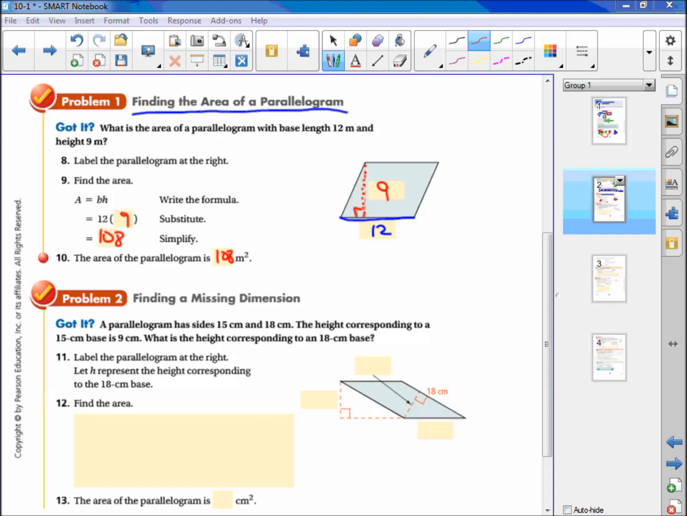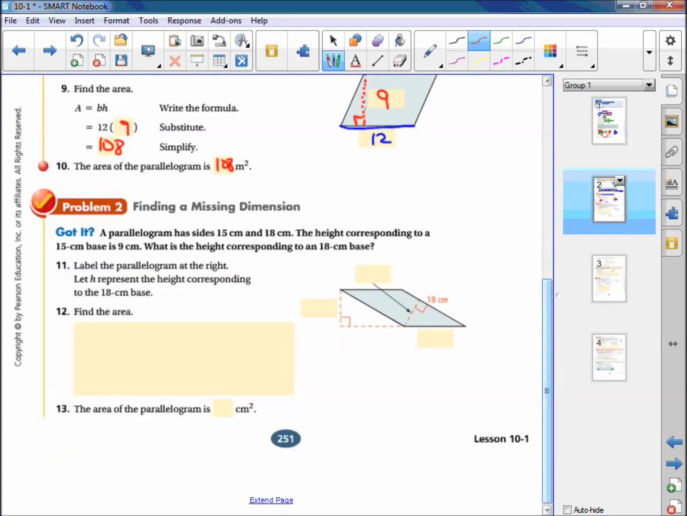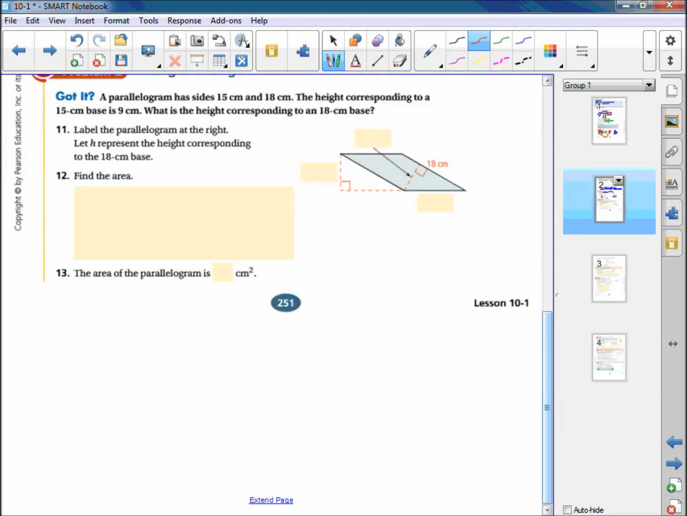All right. Problem number 2, find the missing dimension. Okay, so in this one, we know the area, I think. So a parallelogram has sides 15 and 18. The height corresponding to the 15 centimeter base is 9. And we need to find what is the height corresponding to the 18 centimeter base. All right, so we're going to find the area and then use that to find the missing side here. So this is 18 here, and this would be 15 right here.